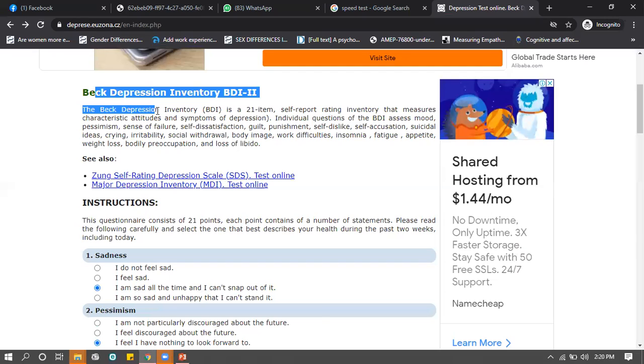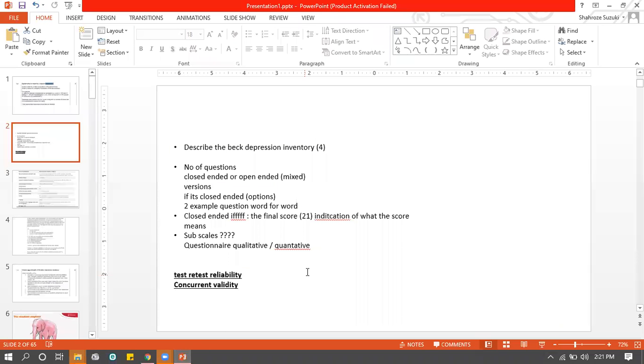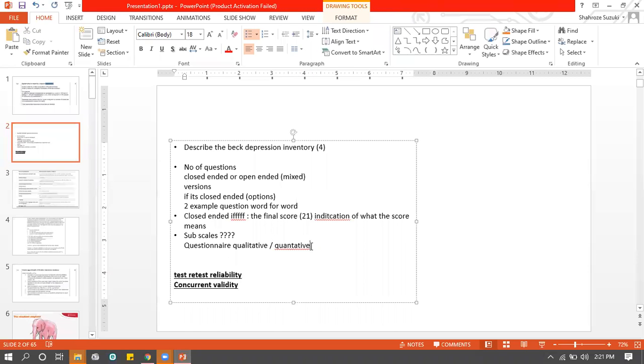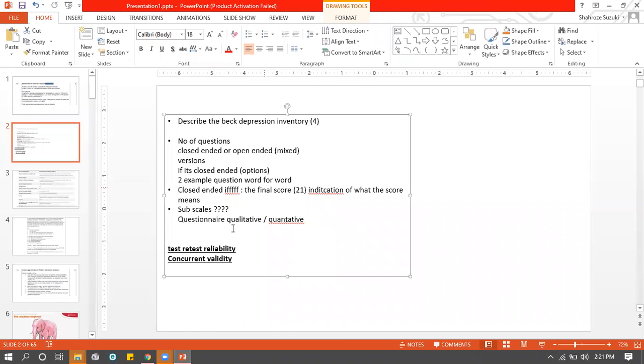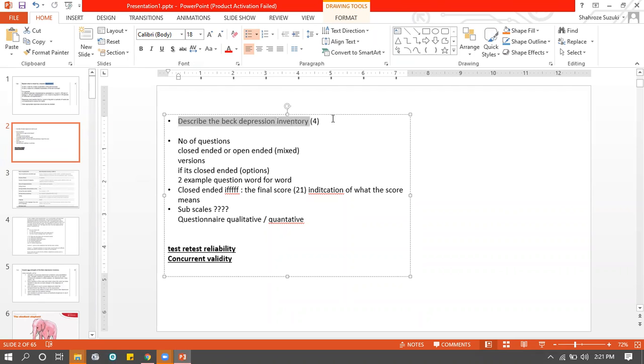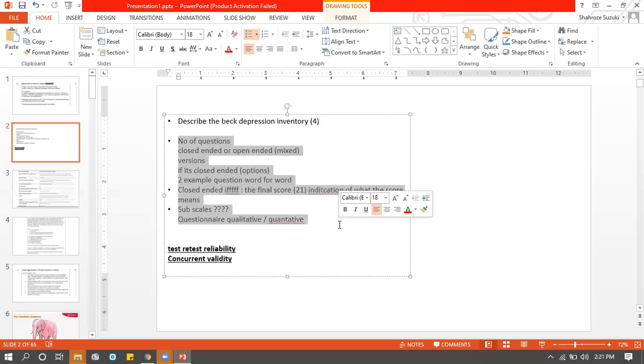Some tests cannot be applied to kids, so it's very limited. It's going to remain on the adult population, but as it can be applied to kids, it's more, I'm going to introduce a word now, more generalizable. So it gives you the advantage that BDI can be applied on both age populations, young and old. Do you guys understand how to attempt questions asking you to describe a particular questionnaire? And these are the things that you need to be attentive of whenever you are asked this question.